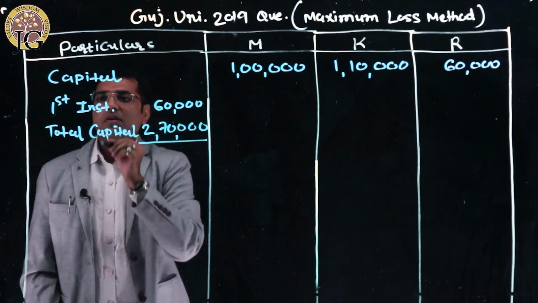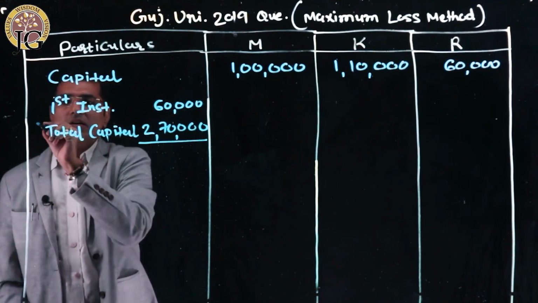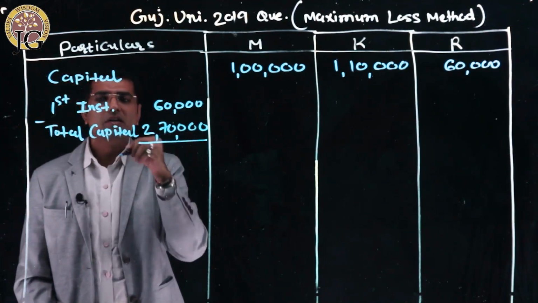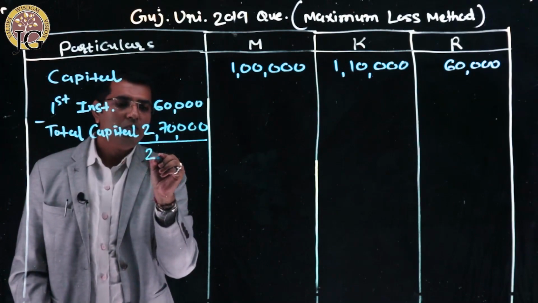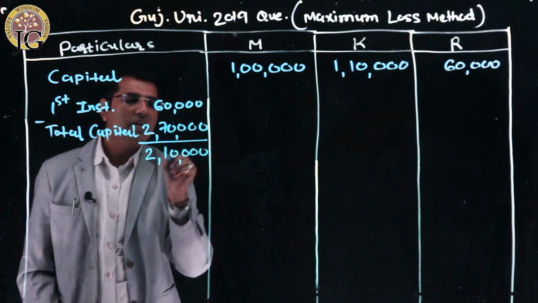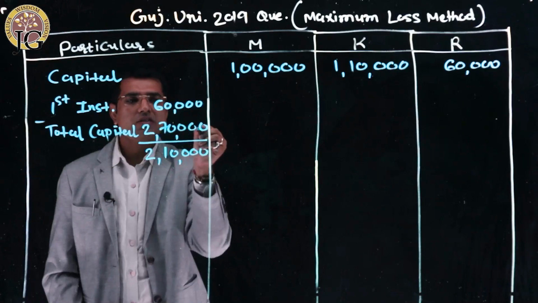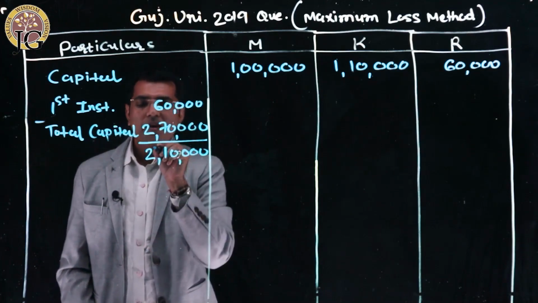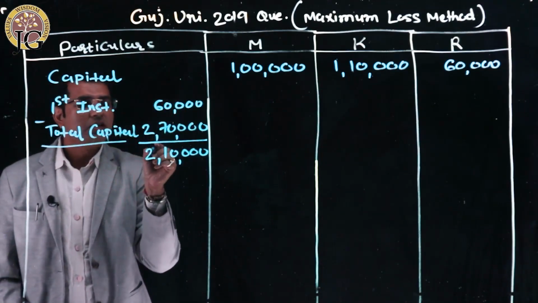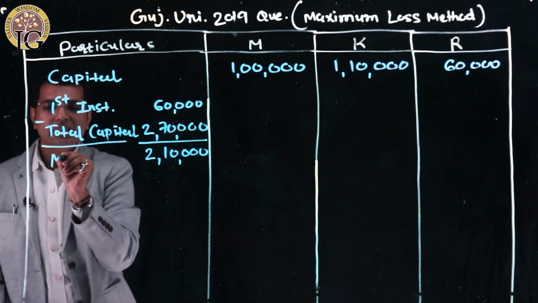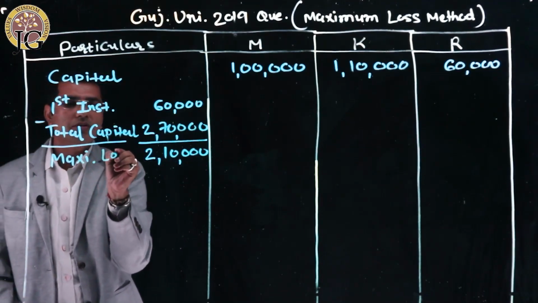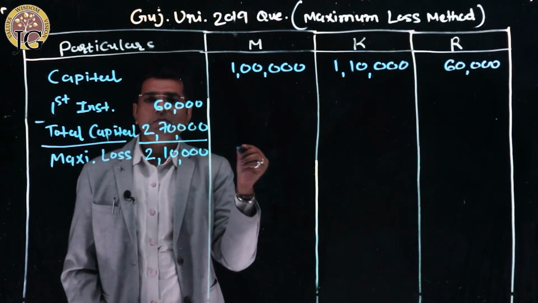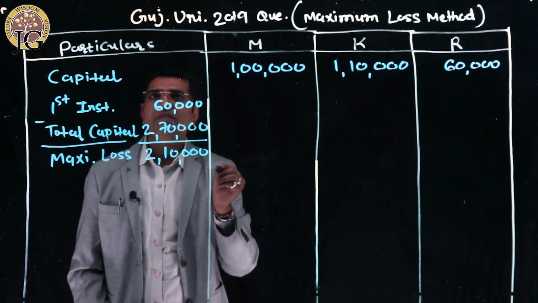If we compare the first installment and the total capital, deducting the first installment from the total capital, then we have 2,10,000 less than what we want. We needed 2,70,000 and we have only 60,000 in hand. So ultimately the firm has 2,10,000 less in hand. That is known as maximum loss, right? According to the maximum loss method, we distribute the maximum loss to the partners in their profit sharing ratio.